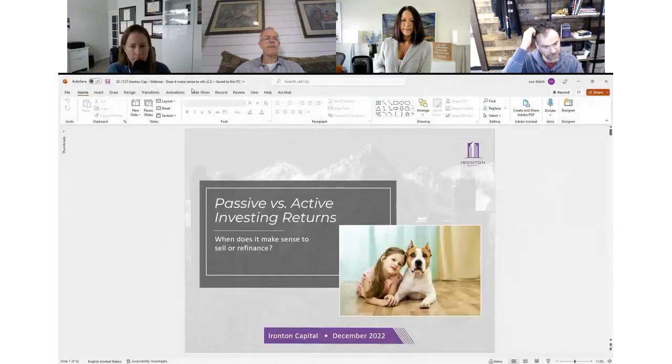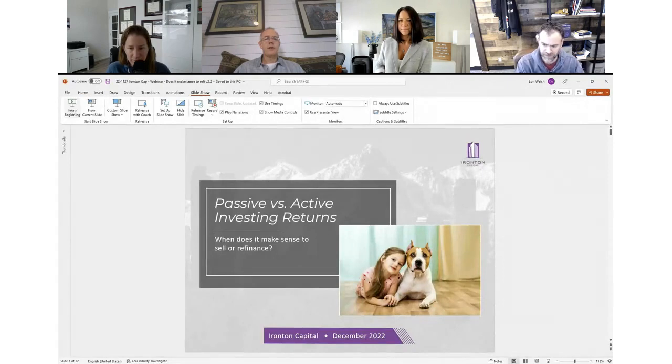All right, I'm going to share my screen here. And we're going to go to this. Can you guys see this okay? Not yet. Not yet. Oh, there we go. All right, so you should see passive versus active. Yep, we see that and a little girl and a dog. So you're good. Everybody's favorite.